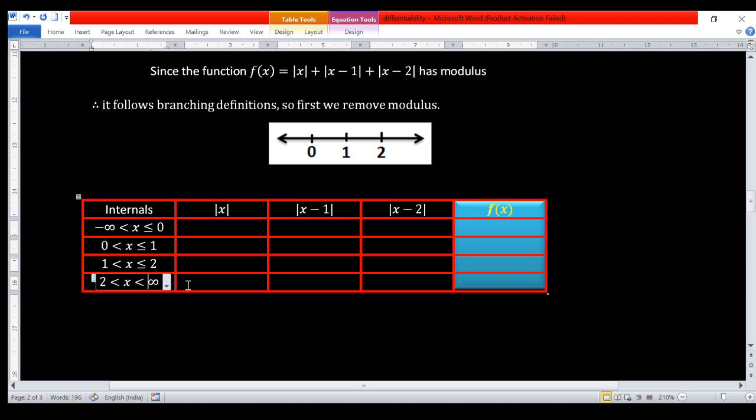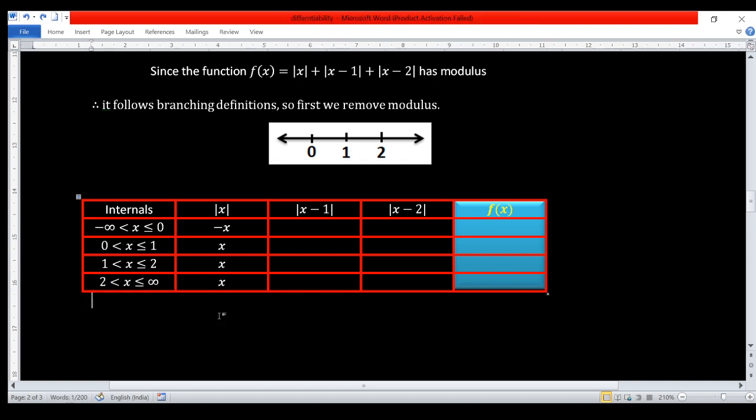I mean, modulus of x becomes either plus x or minus x based on whether x is negative or positive. So for minus infinity to 0, what is the x value? Negative. So modulus of x becomes minus x. 0 to 1, positive, so plus x. 1 to 2, positive, so plus x. 2 to infinity, x value is positive, so plus x.